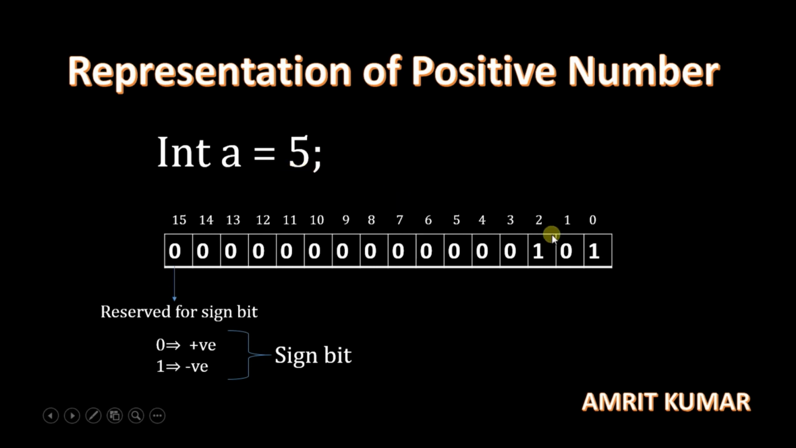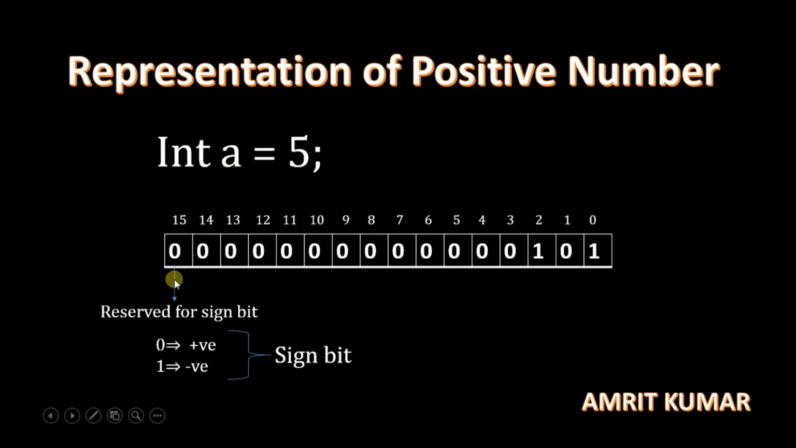And we know that the value stored in the rightmost bits is 2 to the power 0 times 1, which is 1, 2 to the power 1 times 0, which is 0, and 2 to the power 2 times 1, which is 4. So 4 plus 0 plus 1 is 5. So these rightmost bits represent the value stored in the variable a.